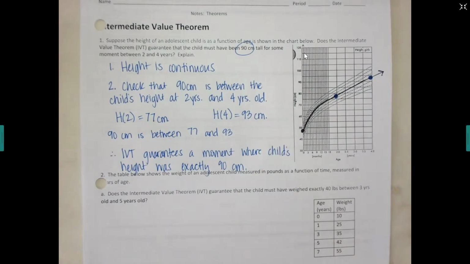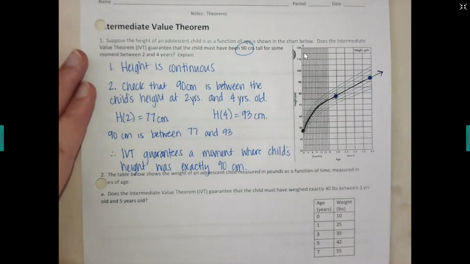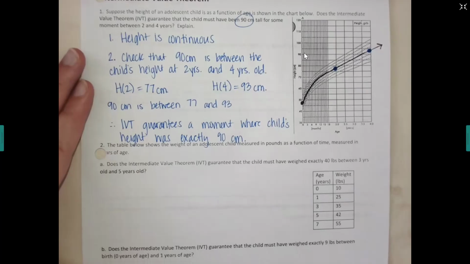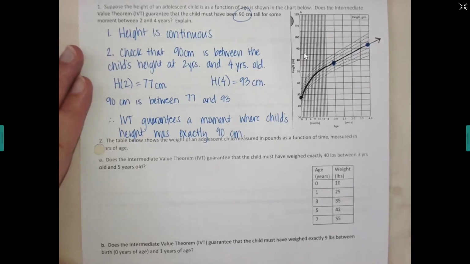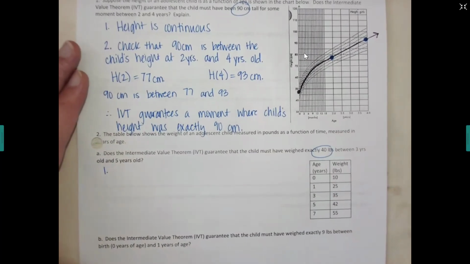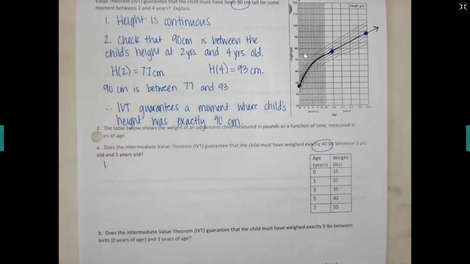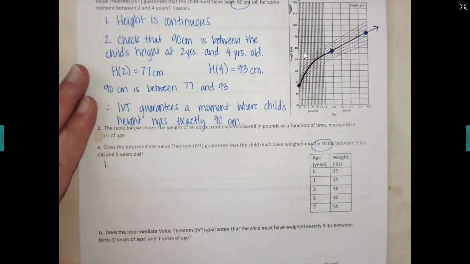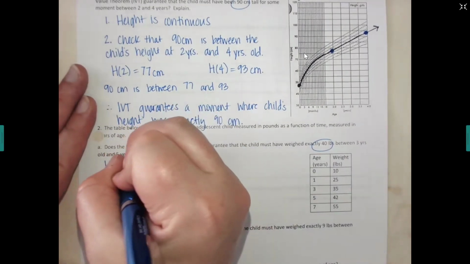All right, take a look at number 2. It says the table shows the weight of an adolescent child, measured in pounds as a function of time measured in years of age. Part A, does IVT guarantee the child must have weighed 40 pounds between 3 and 5 years old? So the first thing that you're going to check is whether or not weight is a continuous function. Now, we're going to pretend yes. Okay, if you had your arm chopped off, then automatically you could, I guess, technically lose like 10 pounds in an instant. But we're going to just say in general, weight is continuous.